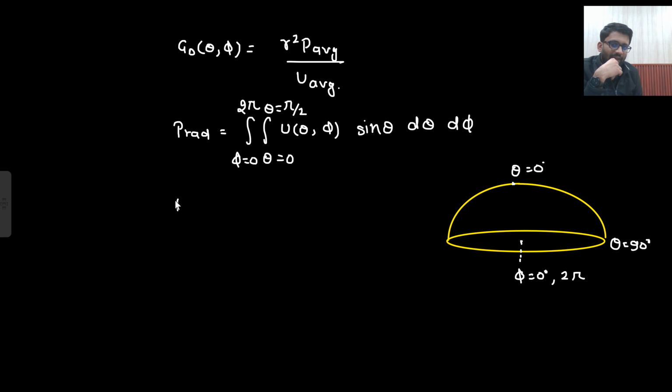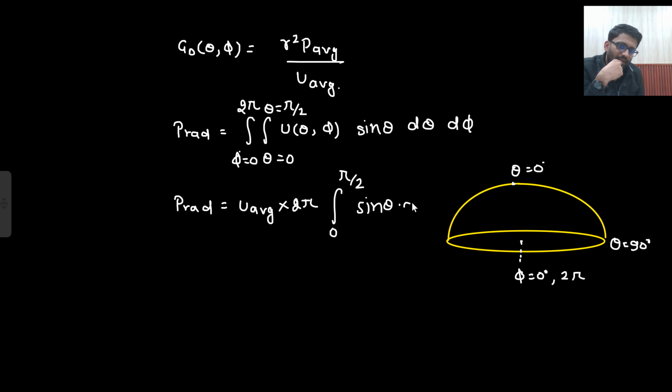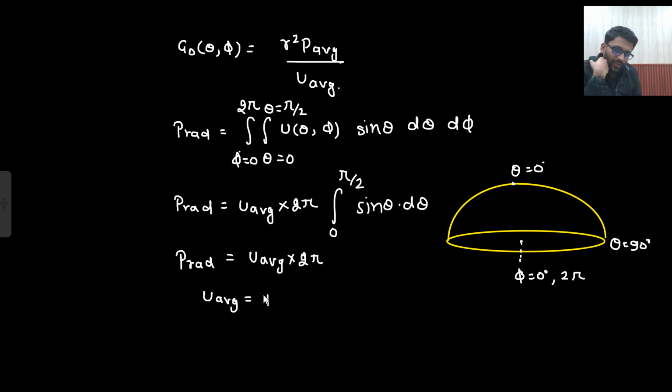Now if I need to find U average, I will take this outward, U average, and now I need to integrate. So the limit of phi would be 2 pi only. But now I need to integrate 0 to pi by 2 sin theta d theta. What would that be? It would be 1. So what am I getting? U average into 2 pi. This is my P radiated. So from here U average is P radiated by 2 pi.